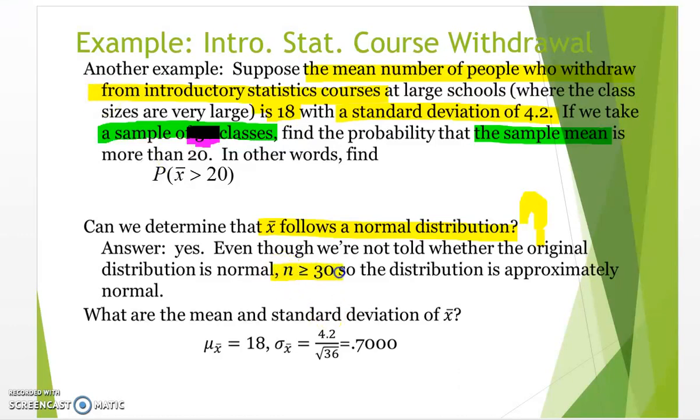So 36 is actually great enough, right? 36 is already greater than 30, so that's a large sample size. If it's a large sample size, then we say the distribution is approximately normally distributed. Which means we can compute the mean of the sample mean and standard deviation of the sample mean based on the previous example. So mu of X bar would be the same as mu here, which is 18. Sigma of X bar would be sigma, 4.2, divided by root of n. You will be getting 0.7.